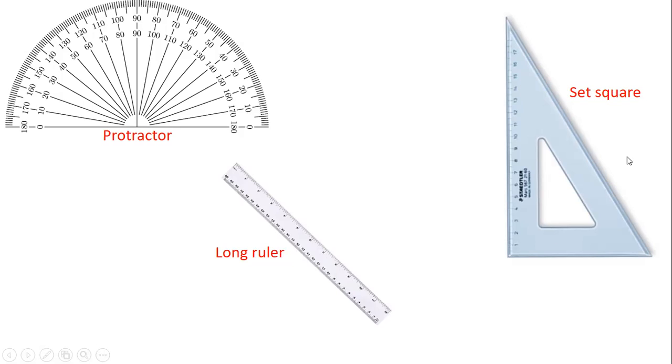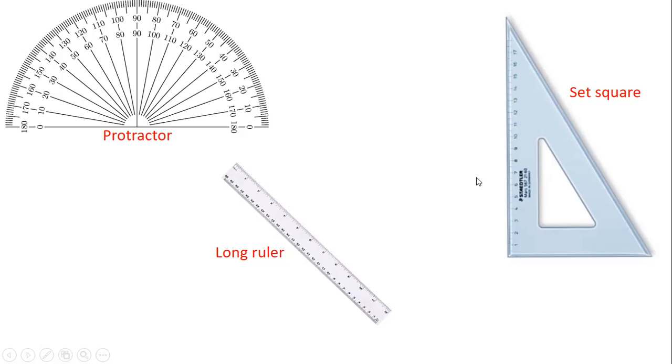This ruler, which is called the set square, is mainly used to draw a perpendicular or a height. There are two important sides in the set square, the vertical line and the horizontal line. Always the short horizontal line, we put it on the side we are drawing. The vertical line will be passing through the point we are drawing from. So in this way, we will be drawing a height or a perpendicular.